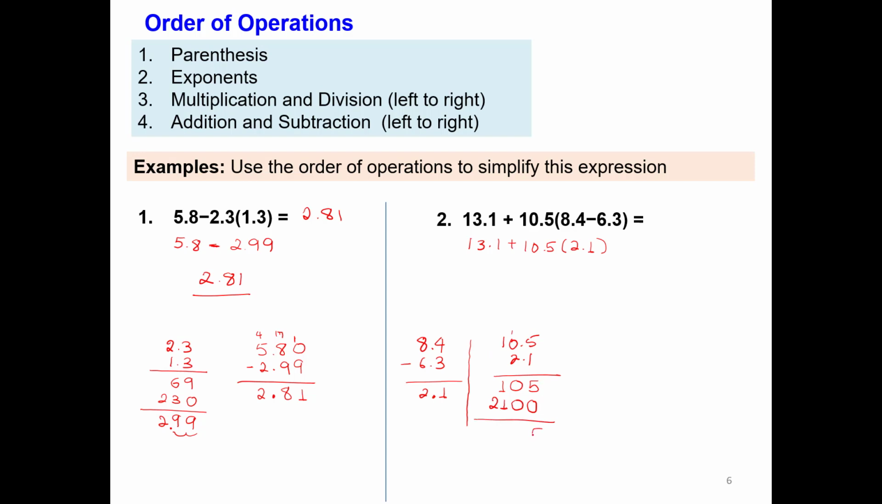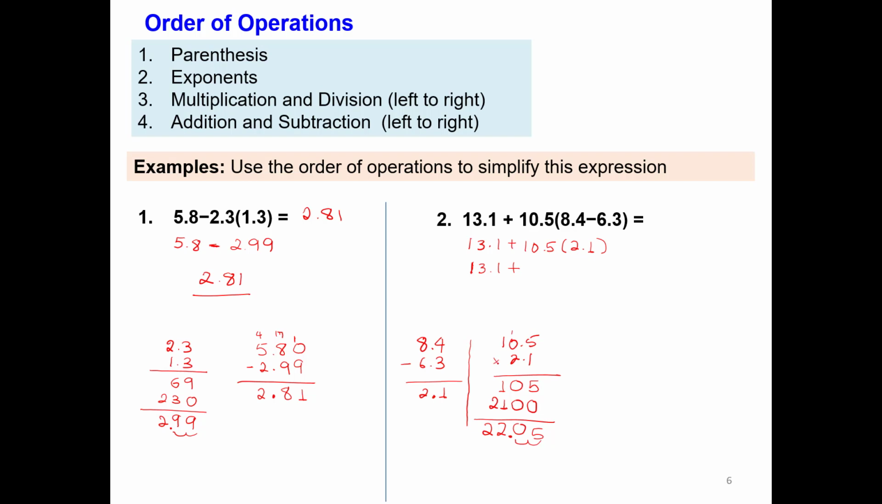Then it's 5, 0, 2, 2. Count the decimal places. 1, 2, 1, 2, 1, 2. Then the point should be right over here. And let's now write again our expression. Now it will be 13.1 plus, because both are positive, the answer is positive.